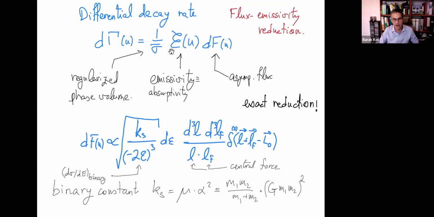And this was written as a product of two functions. One of them is the asymptotic flux in phase space. And the other one is called the emissivity function. Now, the asymptotic flux is a quantity that we could determine in closed form precisely, because it has to do with a case where the two bodies, the binary, are far away from the third. And here is the expression for it.